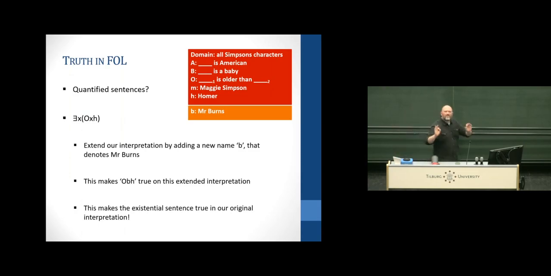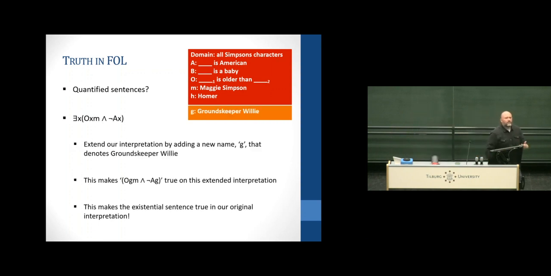So far, so good. Do we see the kind of process here? And again, note the extension here isn't adding new things because Burns was in the domain. It's adding names we didn't have. Okay, so our first one comes out true, just like we wanted.